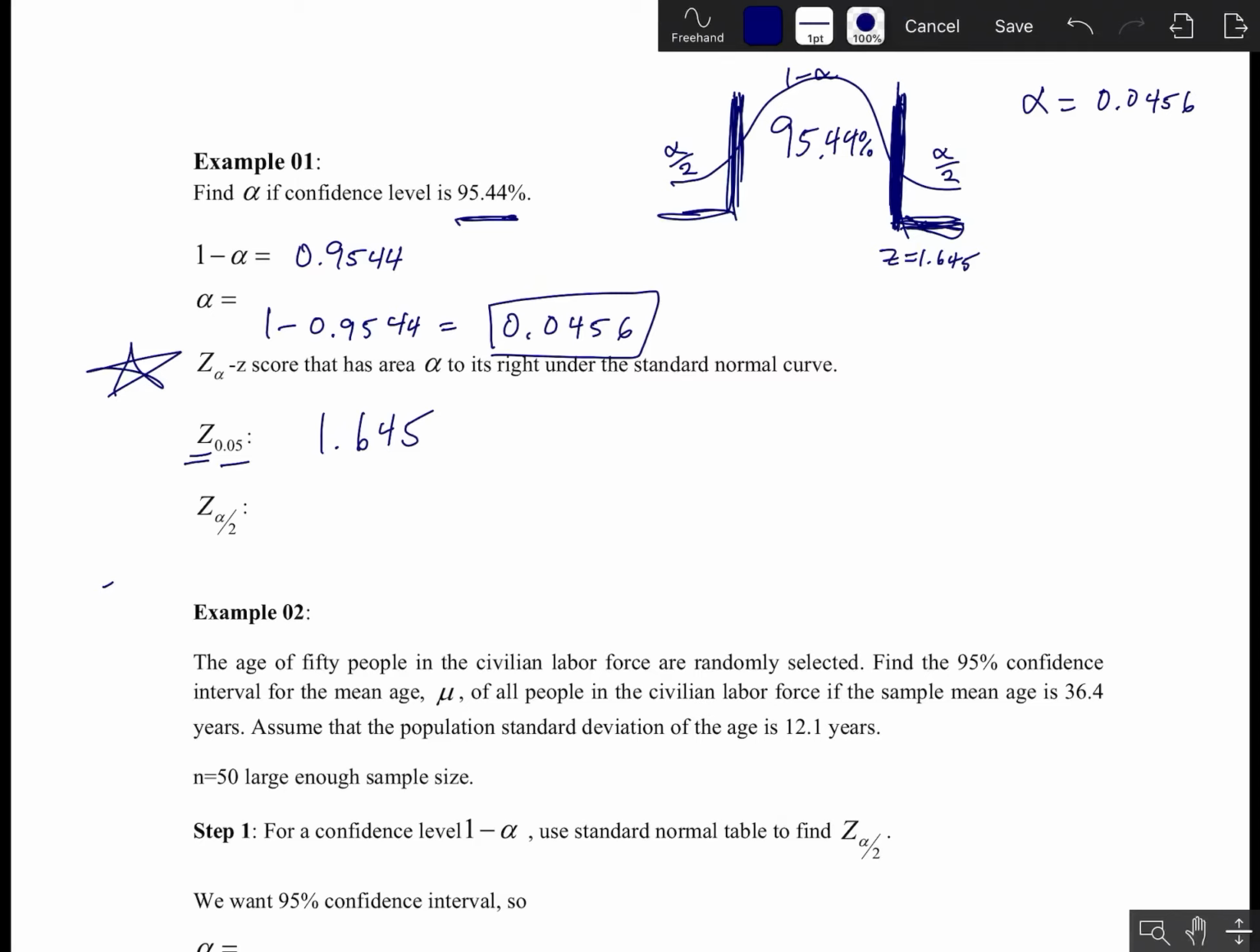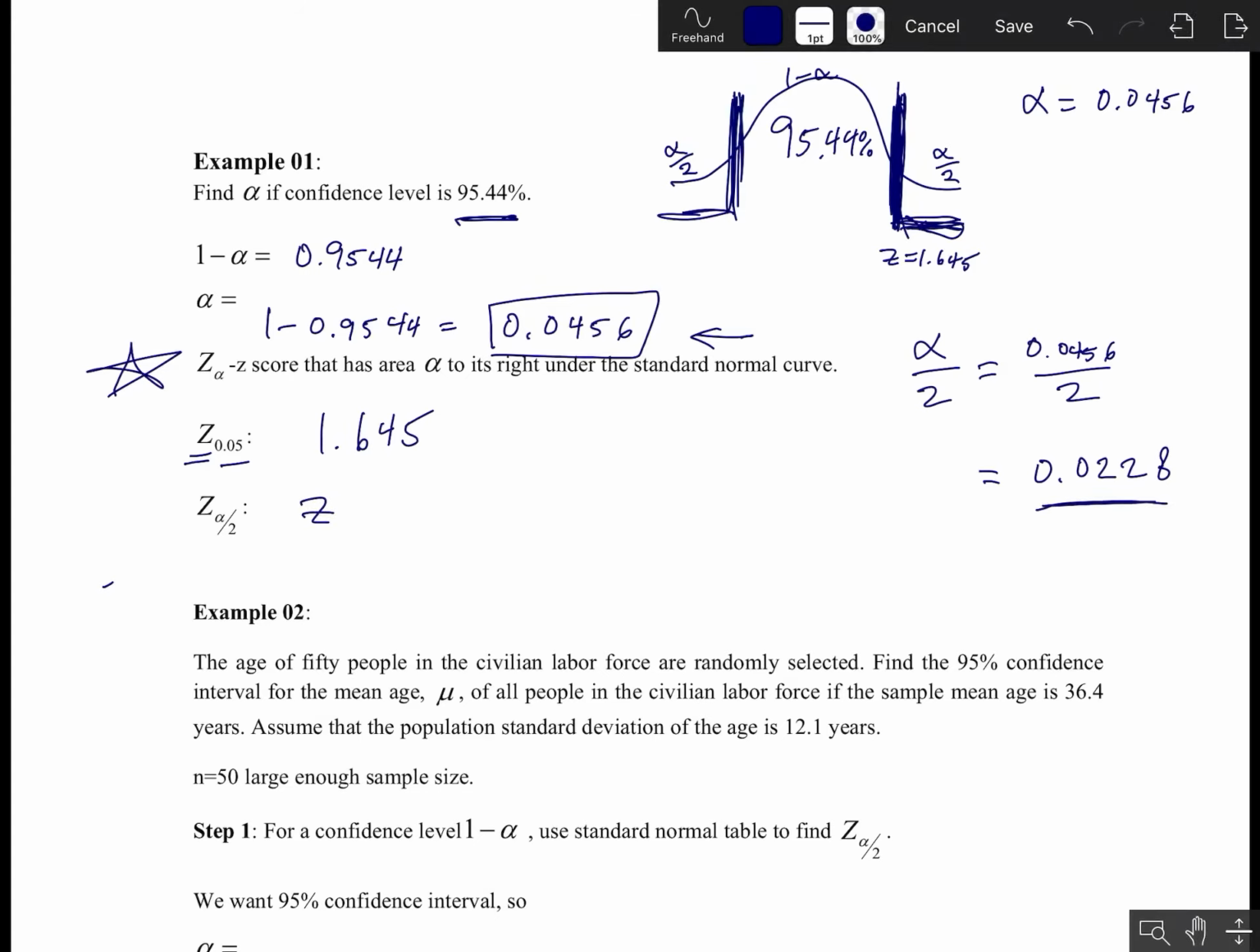Now, if we wanted z sub alpha over 2, in this particular example, what we had is that this was our alpha up here. So that means that alpha over 2 is going to be 0.0456 divided by 2. And let me punch that into a calculator real quick. So I've got 0.0456 divided by 2. That ends up being something like 0.0228. So that's the area that we want to the right.